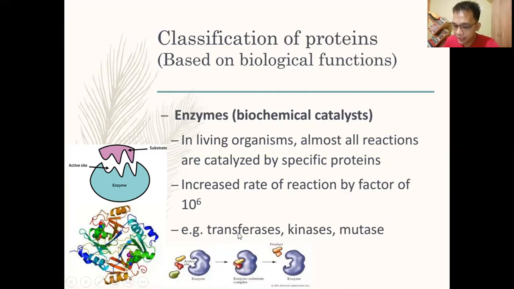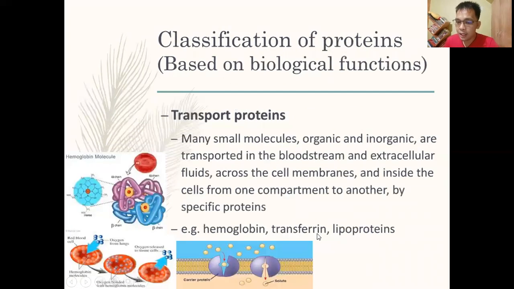Okay? And what are those? We have the kinases, mutases, and transferases. And yung mga enzymes natin are based na may suffix na -ases. Ayan, kung mapapansin niyo. And there are 6 types of enzymes. Okay, i-discuss natin yan. And then for the transport proteins, ito naman, they transport small molecules, organic and inorganic. Many small molecules, organic and inorganic, are transported in the bloodstream and extracellular fluids.